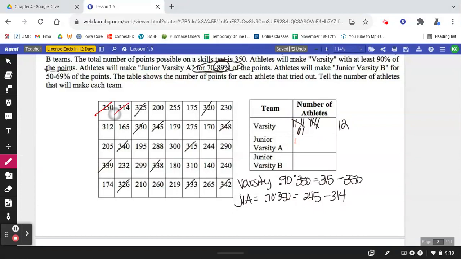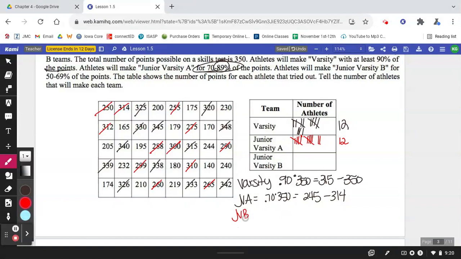1, 2, 3, 4, 5, oops, 6, 7, 8, 9, 10, 11, 12.